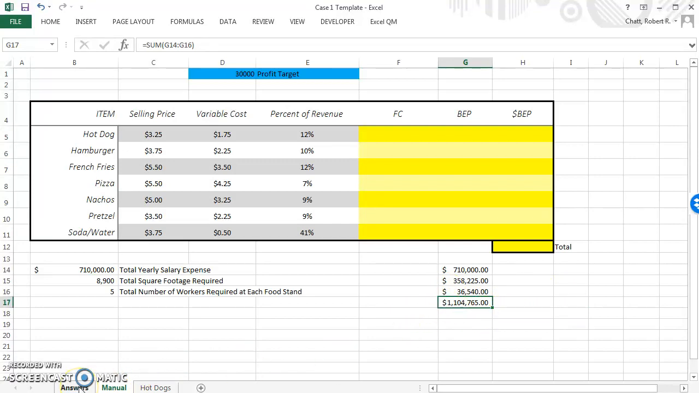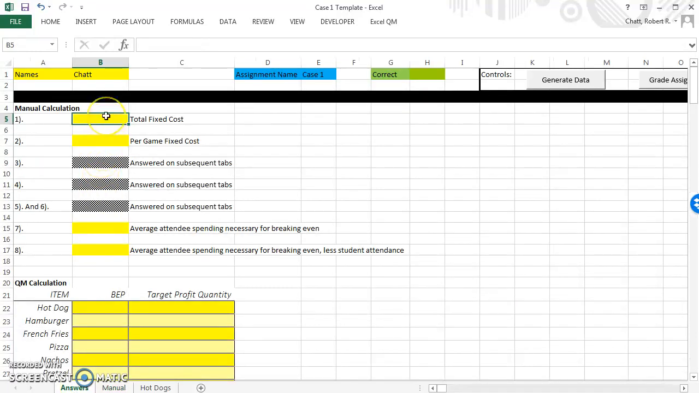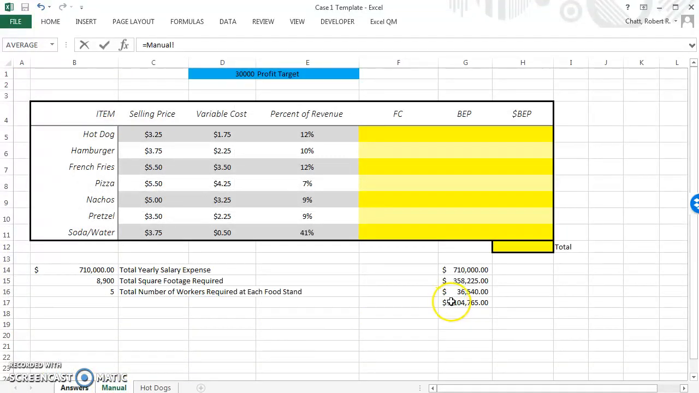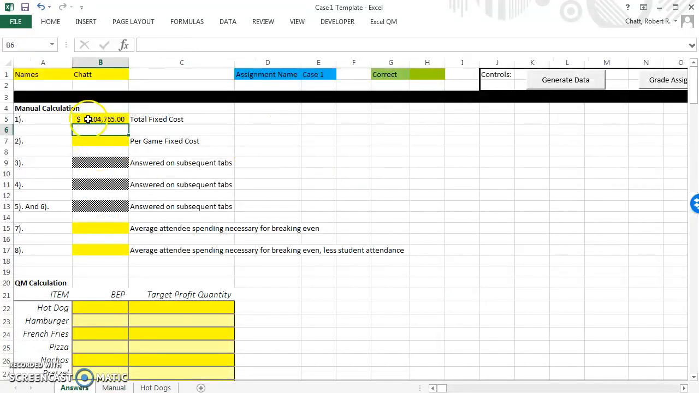So to avoid that, and this is the thing that seems to solve most people's difficulties, rather than transcribing the number, I'm going to say the value in this cell should be equal to, and I will put an equal sign and then click back to the manual tab, click the cell I want and hit enter, and that pulls the number through for me. I can now click grade assignment and it should pop up green. Okay, this is the total fixed cost for the season.